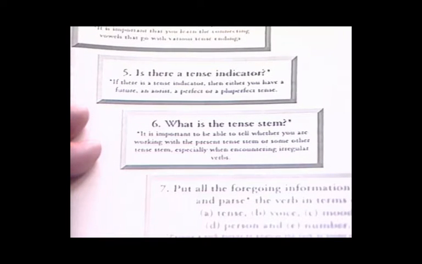Step number 6. What is the tense stem? At this point, since we're not dealing with any irregular verbs, we will only be concerned with the present tense stem of the verb. And remember, we have already discovered how we find the tense stem of a verb. We take the lexical entry, we take the personal ending and the connecting vowel and knock those off of the end of the lexical entry, and what we are left with is the present tense stem of the verb.